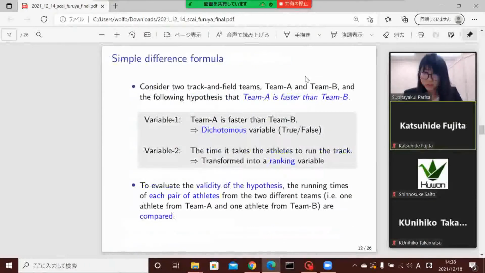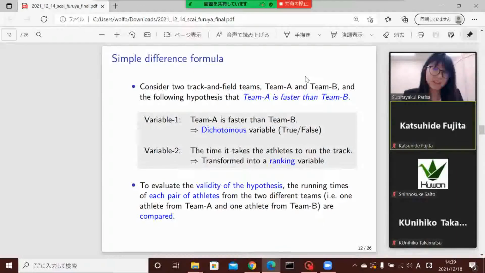So next, I will give a short explanation of the simple difference formula. Let's consider two track and field teams, Team A and Team B, and the following hypothesis: Team A is faster than Team B. So the first variable is the answer to the question, "Team A is faster than Team B."